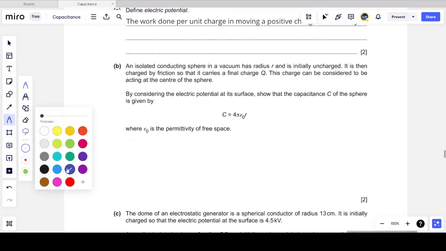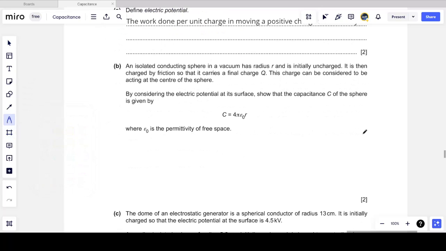Next, we are told that an isolated conducting sphere in a vacuum has radius r and is initially uncharged. It is then charged by friction so that it carries a final charge Q, and this charge can be considered to be acting at the center of the sphere. By considering the electric potential at the surface, show that the capacitance is given by 4 pi epsilon naught r.